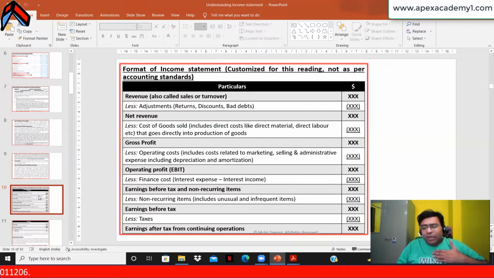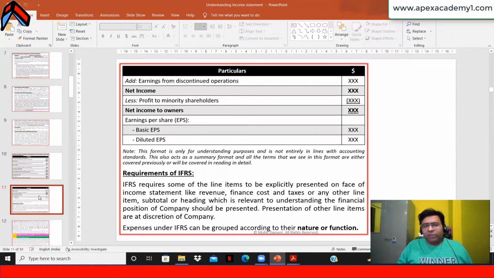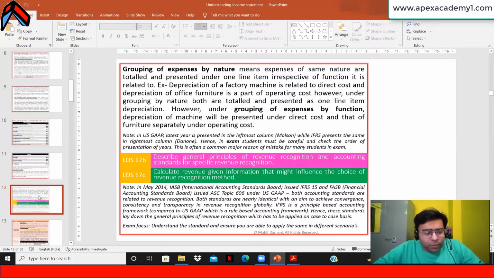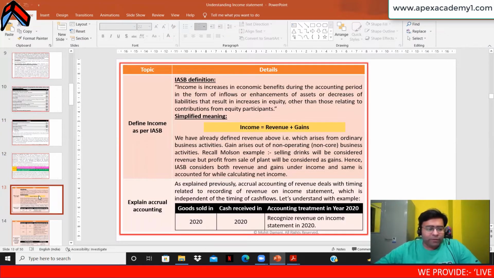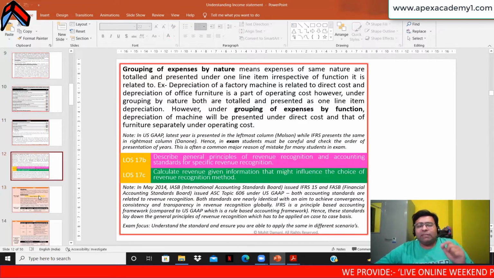This is a customized table I prepared. I told you that you will not find it anywhere. So this is basically something which you would have seen as part of the program, so that's fine. It's a normal income statement format, and grouping of expenses is something which is normal. IASB definition. Now coming to revenue recognition, this is our second part.